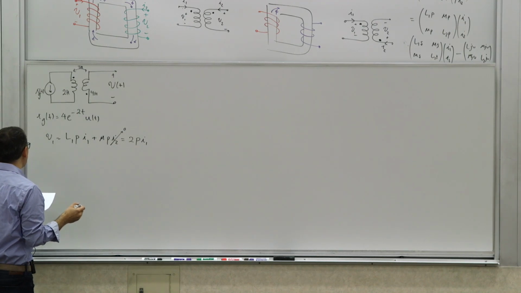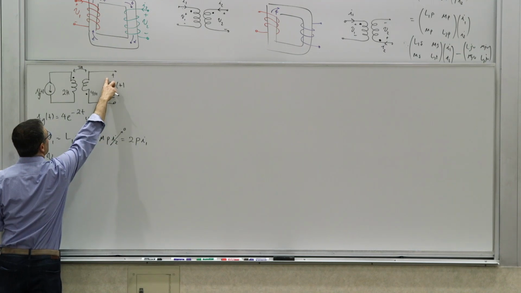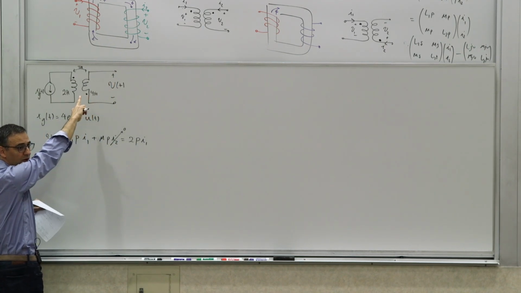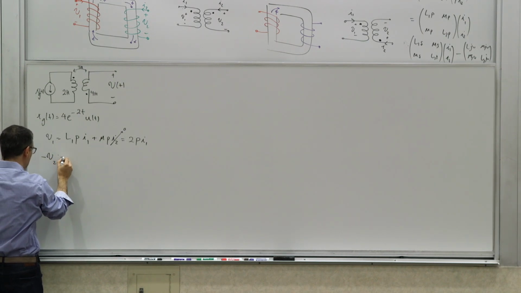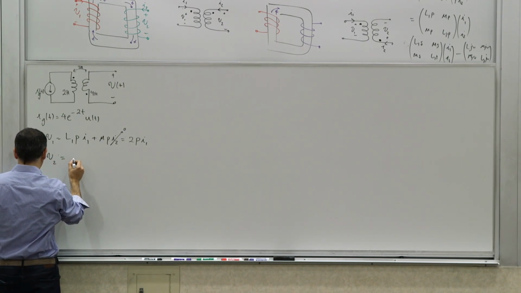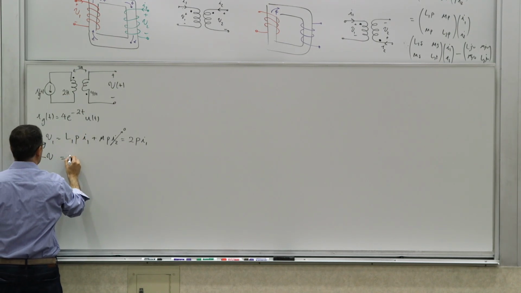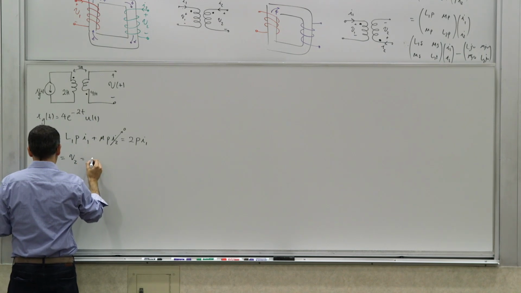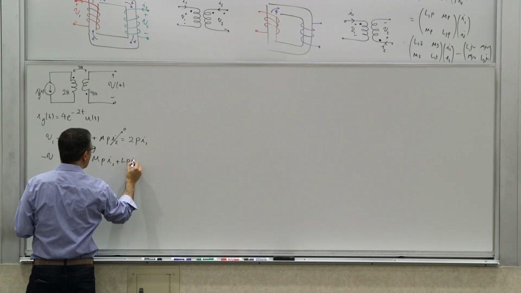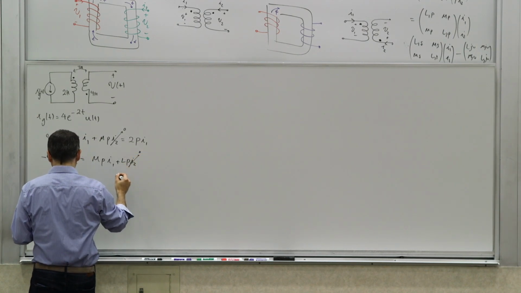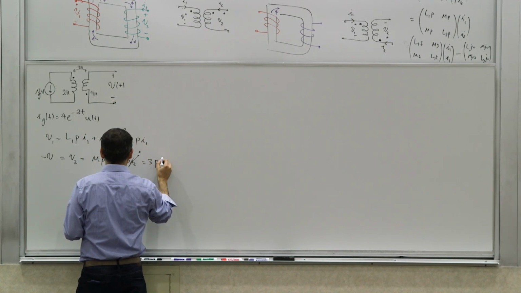Okay. And now what about V2, the second equation? We have to remember, the way we've defined the voltage of this terminal is a negative of the output voltage, because it needs to be referenced with the negative. So I've said negative V, which is V2, is going to be M p I1 plus L p I2. Again, I2 is 0. So M is 3, you get 3p times I1.